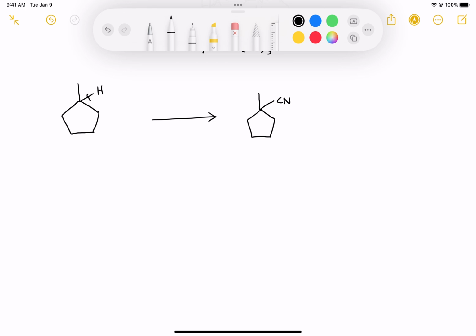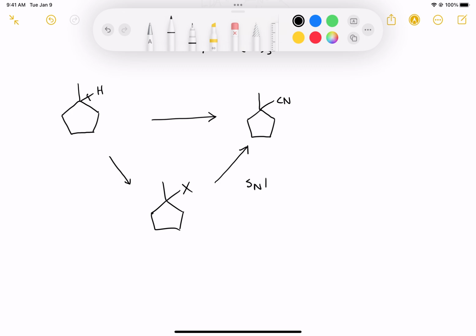So we're breaking that bond, right? First we need to figure out a way to make this position a good leaving group. So this would be a good leaving group. And then we can use SN2 chemistry to do nucleophilic substitution. Or well, not SN2. In this case, it'll probably be SN1 type chemistry. Okay.